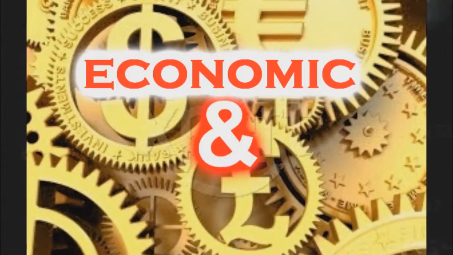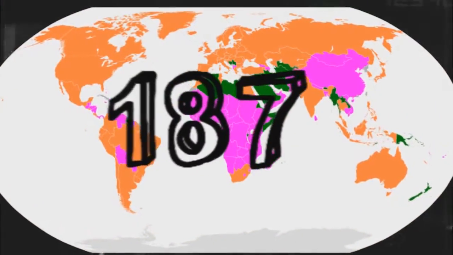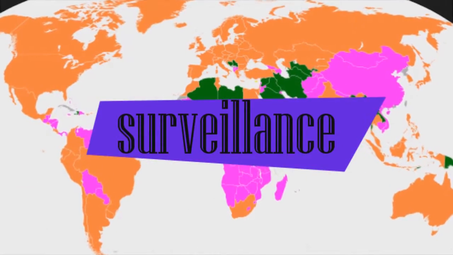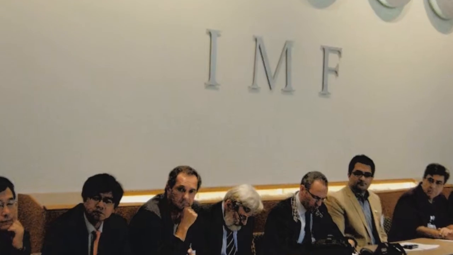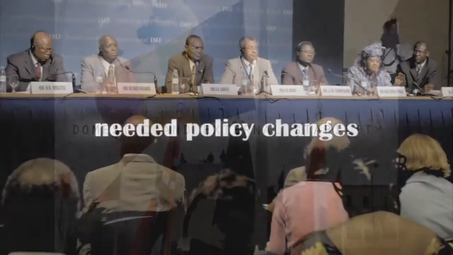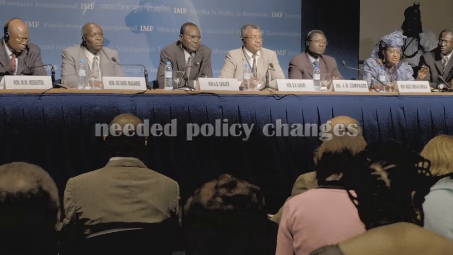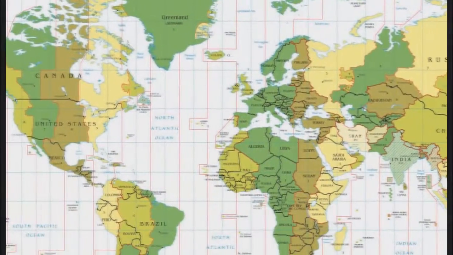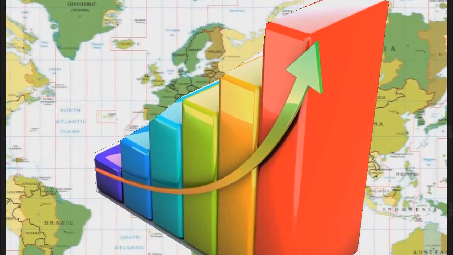It is mandatory for the IMF to oversee the international monetary system and keep an eye on the economic and financial policies of its 187 member countries. This activity is called surveillance. As part of this process, the IMF recognizes possible risks to domestic and external stability and also advises on needed policy changes and adjustments. By doing this, it helps the IMF serve its main and necessary purpose of facilitating the exchange of goods, services, and capital among countries, thus helping economic growth.